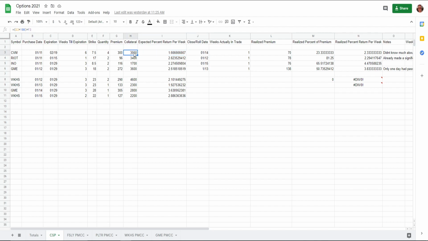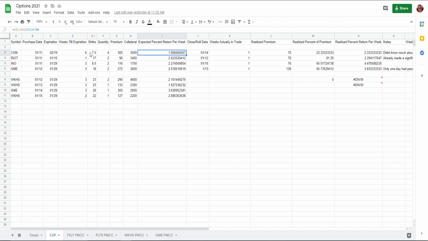So this is going to be based off of G3, which is this 300 divided by H3. So this is the collateral I actually put up for the trade. So in order to collect $300, I'm gonna have to put up $3,000, which is pretty good. If someone told you, you give me $3,000 now, and in 6 weeks, I'll give you $3,300, I mean, that's 10% return in 6 weeks. That's a really, really good return. So that's definitely outpacing the market and everything like that.